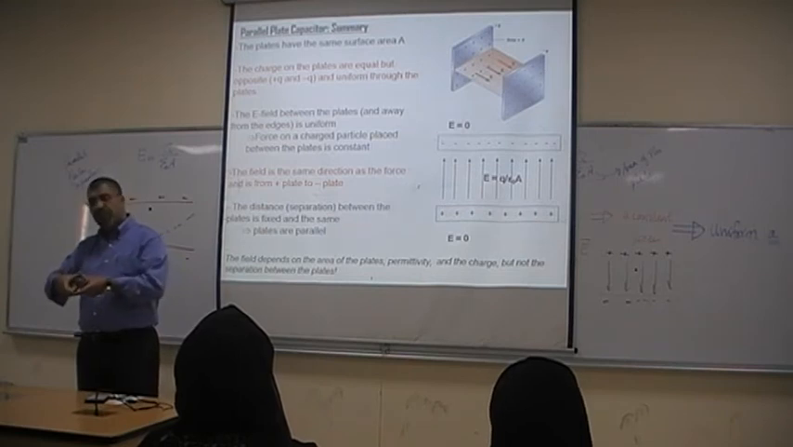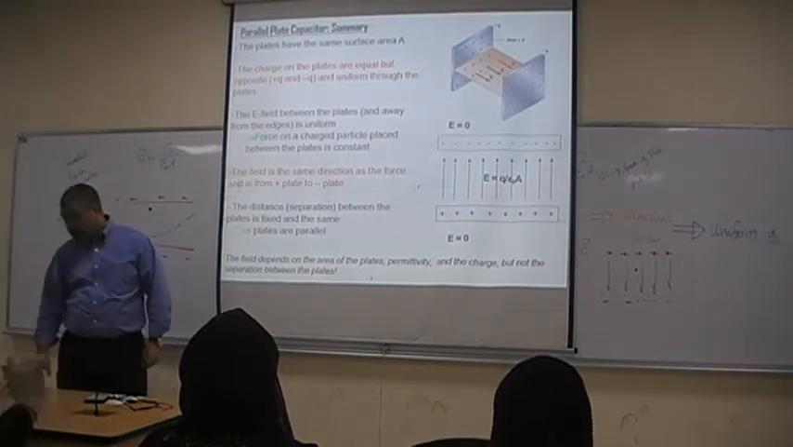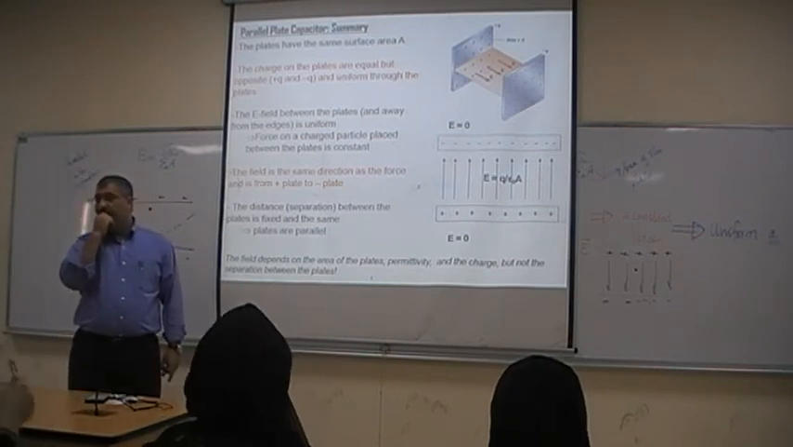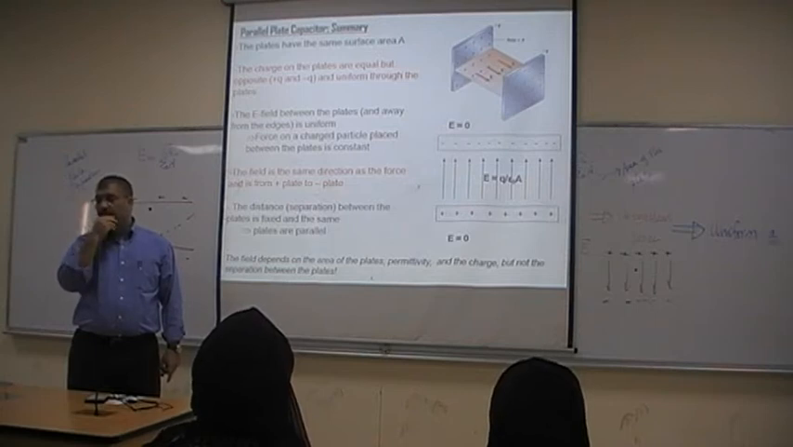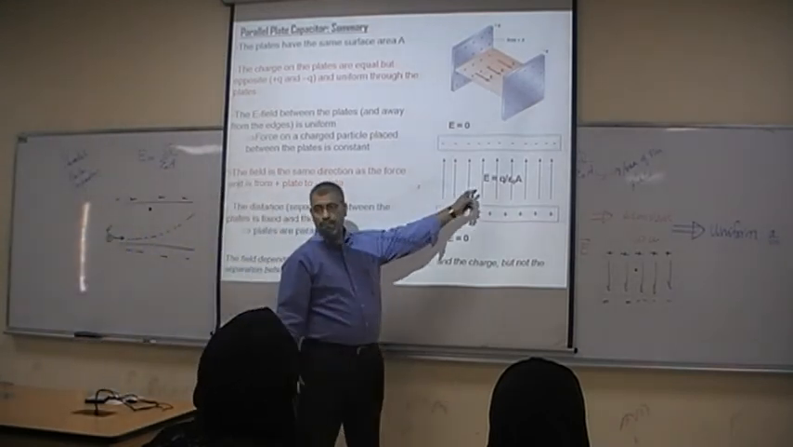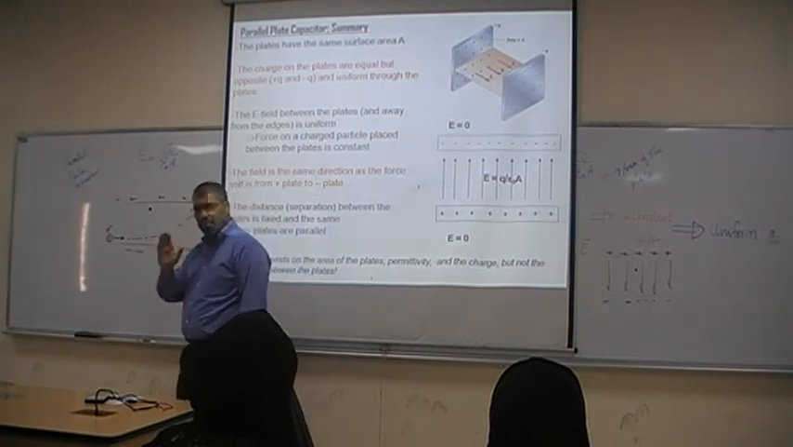But they could be circular, rectangular, square, they could be anything. Any shape, I should say, any two-dimensional shape. The electric field that we're going to stay on here is uniform. Inside between the plates, it's always uniform, and we know its direction.